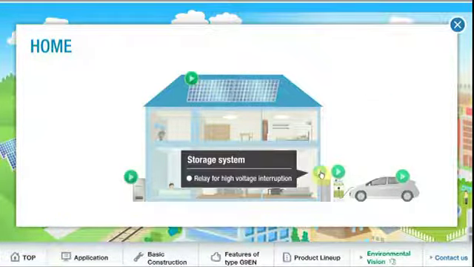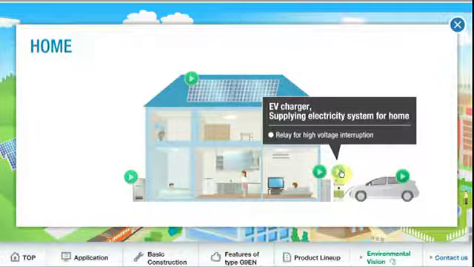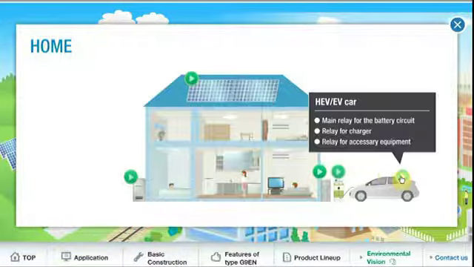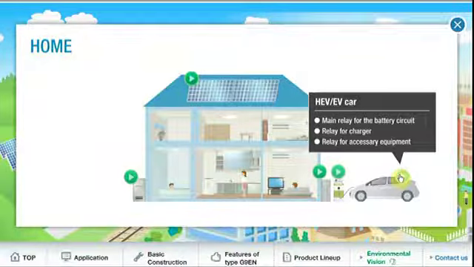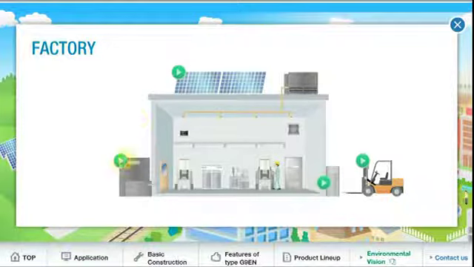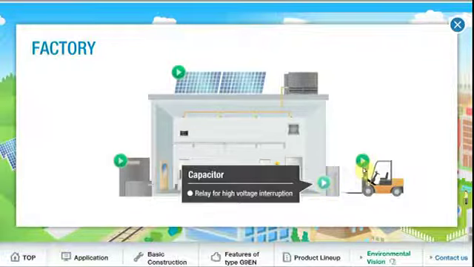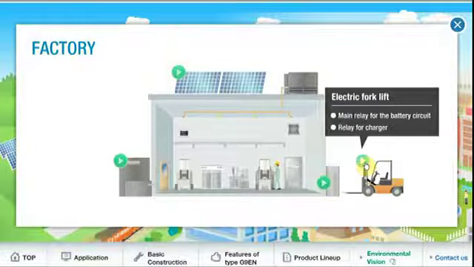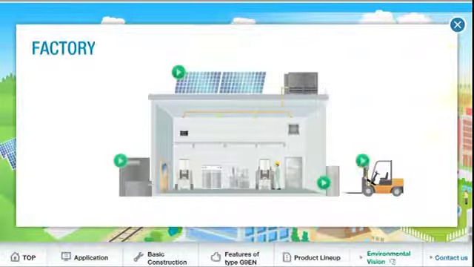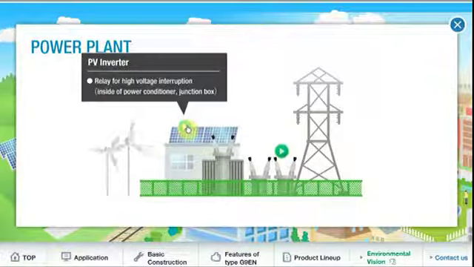storage system, electric charging station for electric vehicles, and for a hybrid electric car. So the main relay for the battery circuit, relay for a charger, or relay for accessory equipment. In a factory, similar sort of applications for a fuel cell, PV inverter, capacitor, for a forklift, so the main relay on the battery circuit or relay for a charger. In a power plant, on the PV inverter and capacitor.